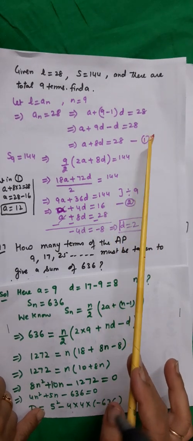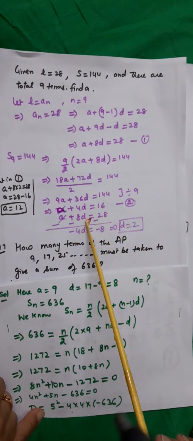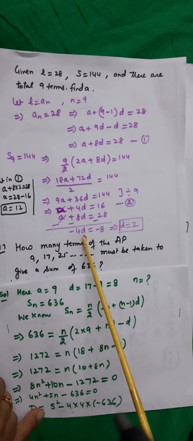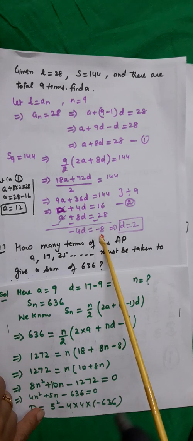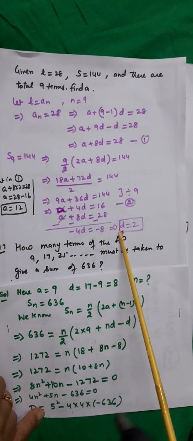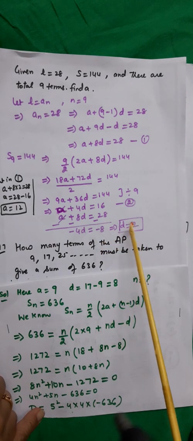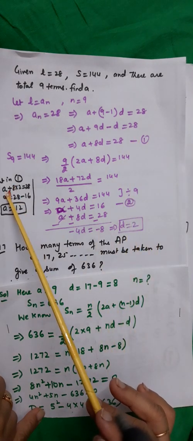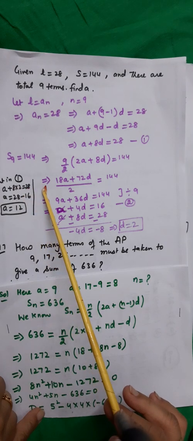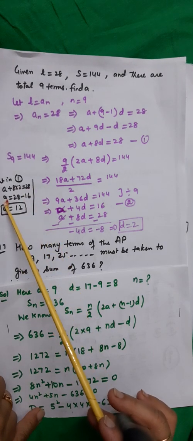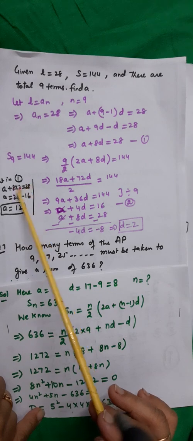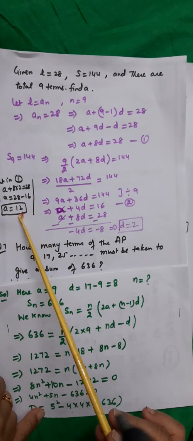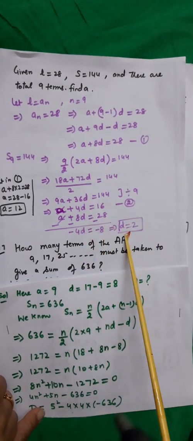Now subtract the first equation from this equation. Changing the signs, a and a get cancelled. I have minus 4d is equal to minus 8, which implies d is equal to 2. Now put this d is equal to 2 in equation number 1. Then I get a plus 8 into 2 is equal to 28, which implies a is equal to 28 minus 16. That is a is equal to 12. So this is what we had to find.